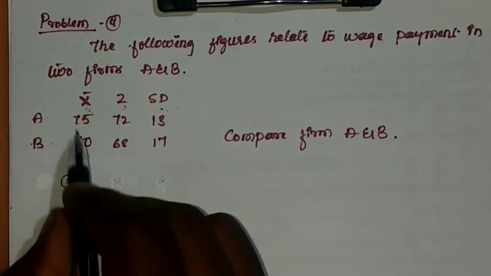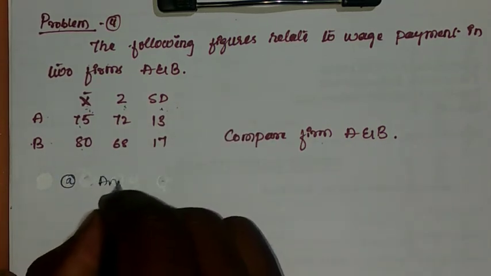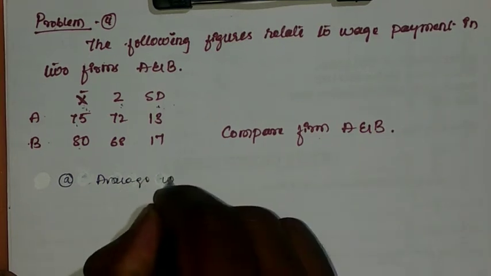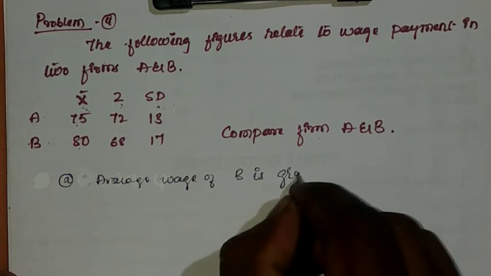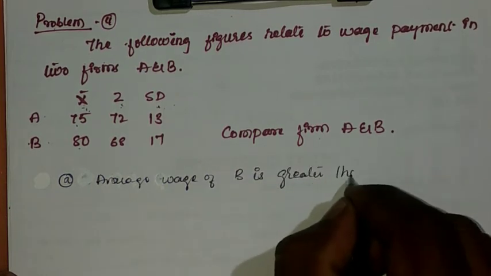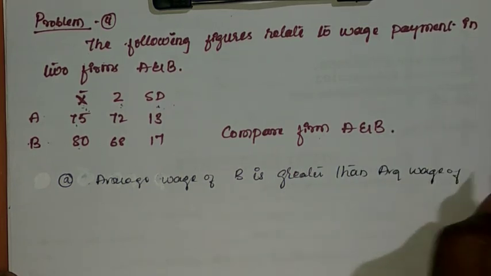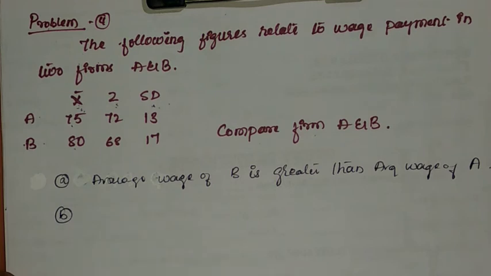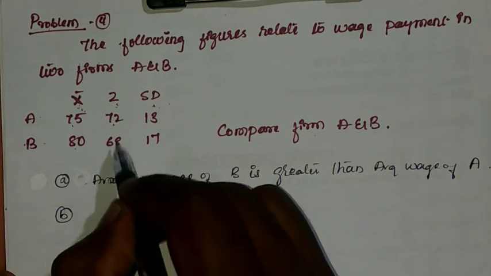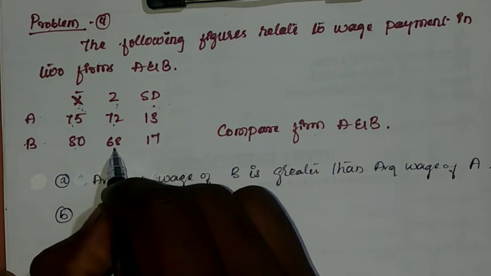So actually the average wage of B is greater than the average wage of A. That is point number 1 of the comparison. And if you come to point number 2, if you are comparing the mode, so the mode of A is greater than the mode of B. See, the mode is 72 for A and 68 for B.